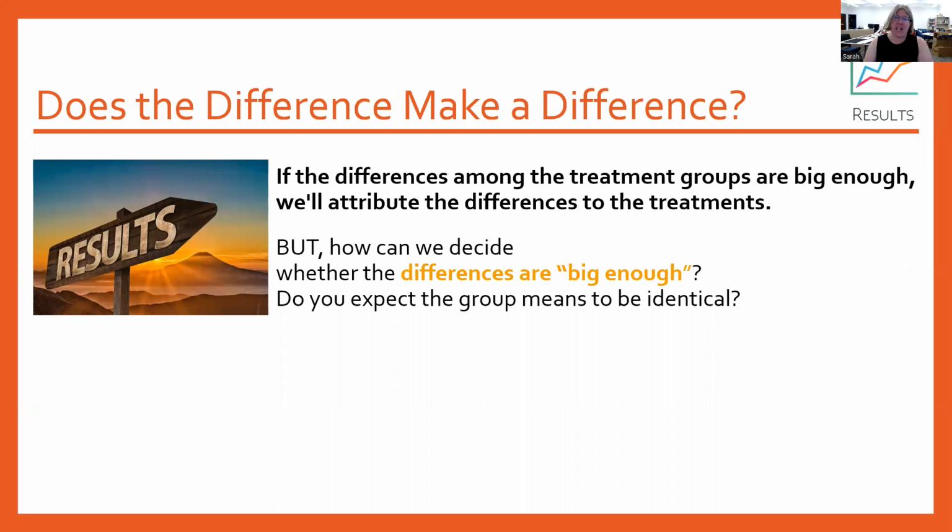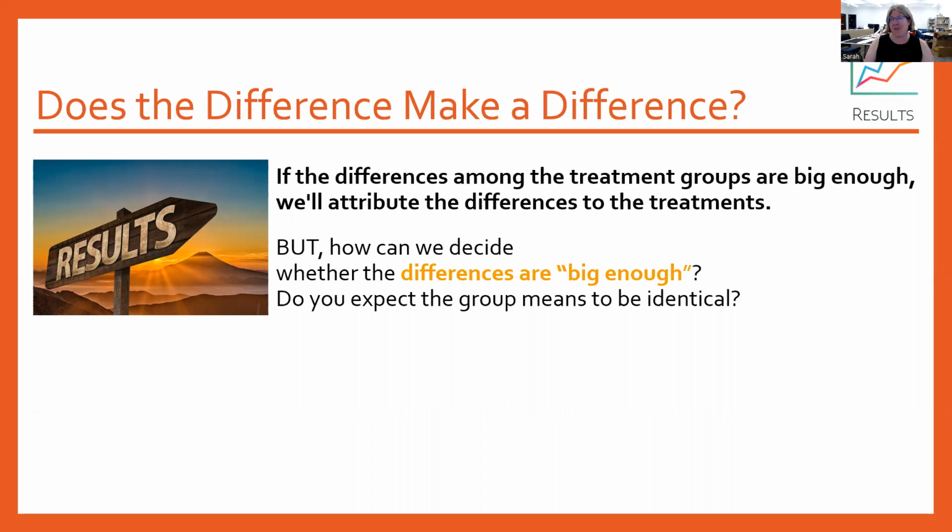Now that we've finished looking at the three types of experiments we'll use in this class, the basic randomized comparative experiment, the randomized block design, and matched pairs, let's take a look at what you do once your experiment is finished and you have these results. So if the differences among the treatment groups are big enough, we'll attribute the differences to the treatments.